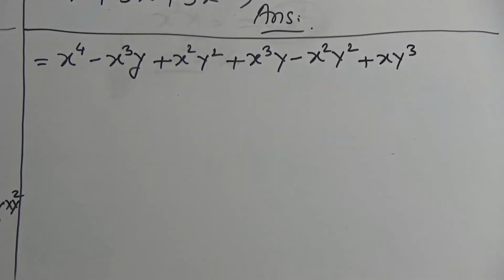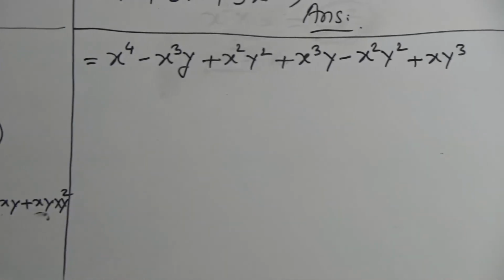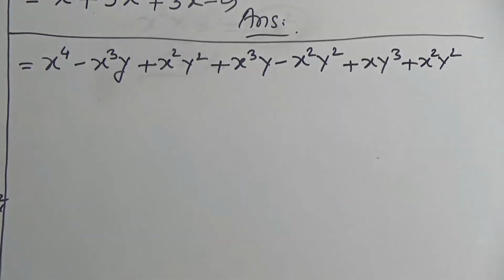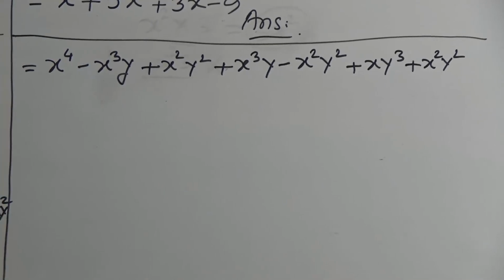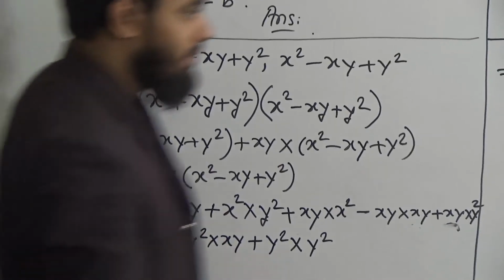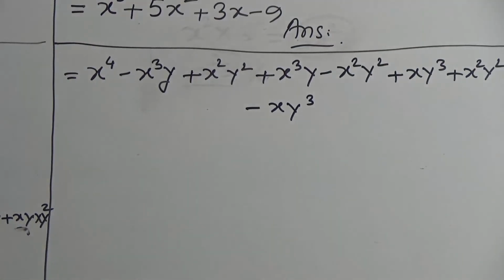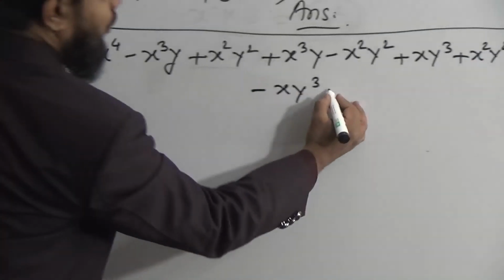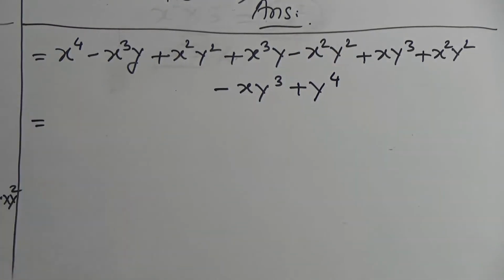Now my dear students, the next one is x square multiplied with x square, we will get plus x square y square. Again the next one, a minus sign will arise, y square multiplied with xy, so we'll get minus xy cube. Now the last term is y square multiplied with y square, we'll get plus y to the power 4. I think you have understood, it's a simple multiplication to do.